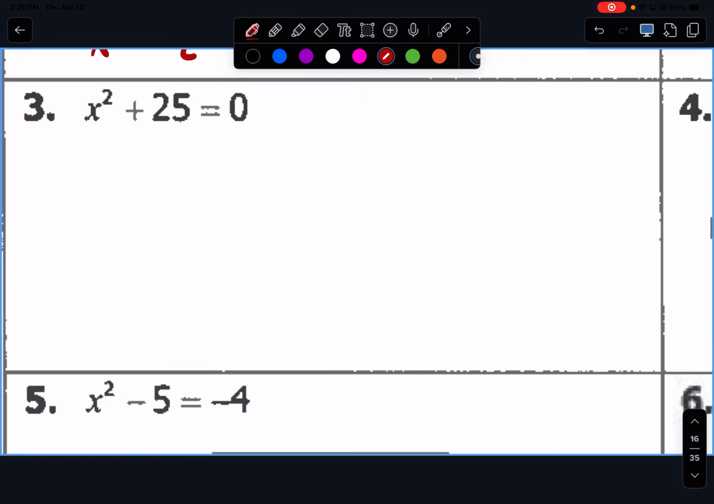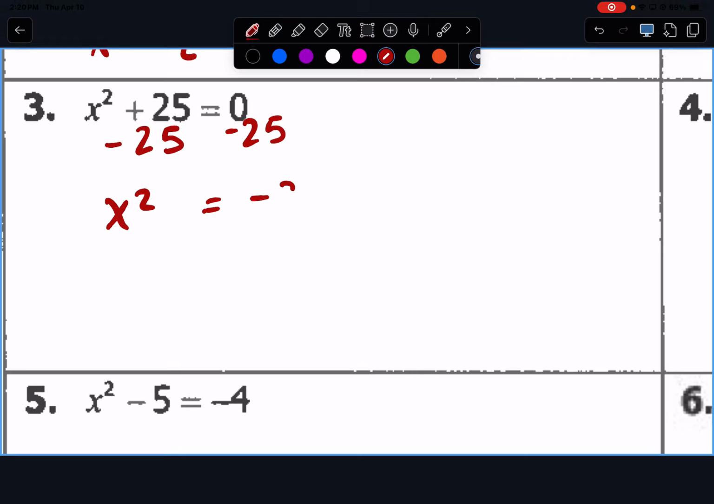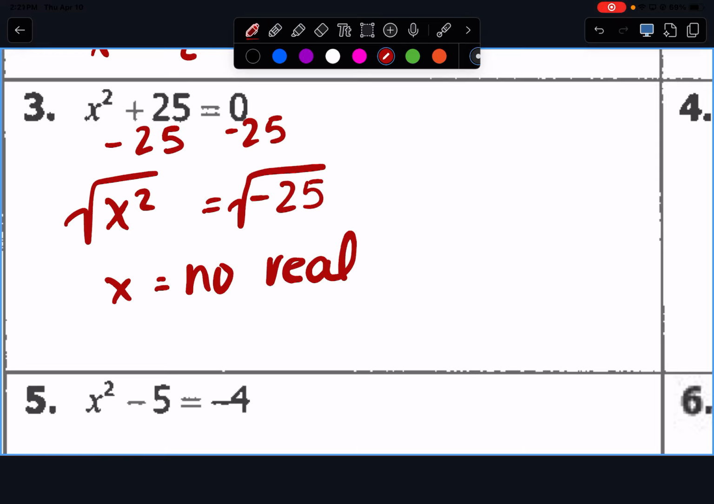So for number 3, what do we do? Subtract 25. So we get x squared equals negative 25. We take our square roots. Can we take the square root of a negative? So what did you say it was, Gabby? No real answer. The specific part of that is the real part, okay? No real solution.